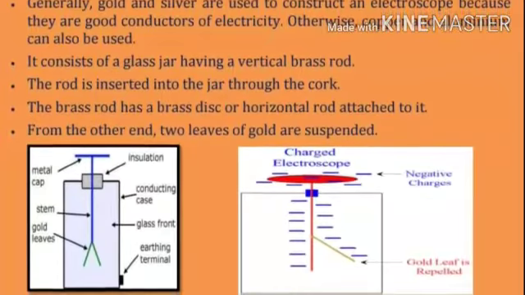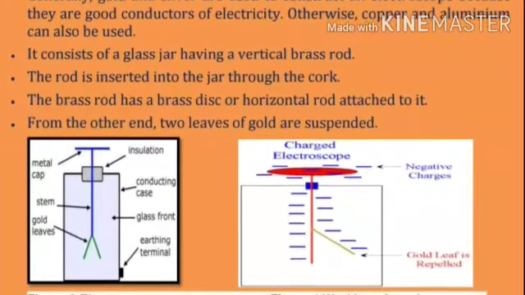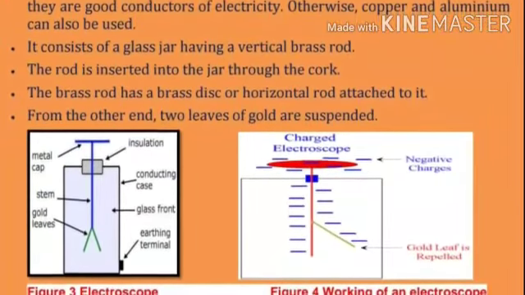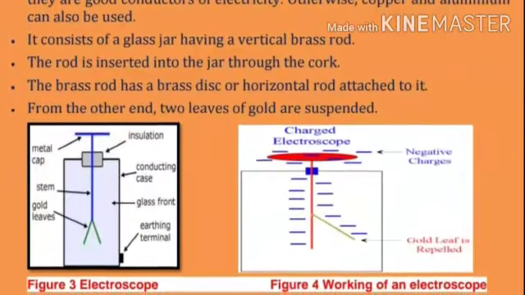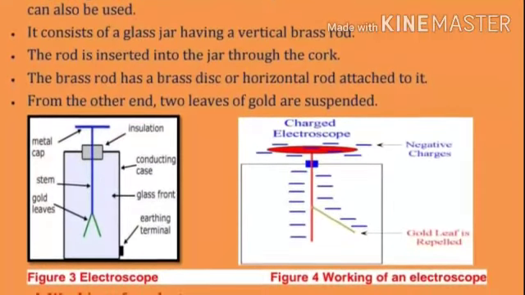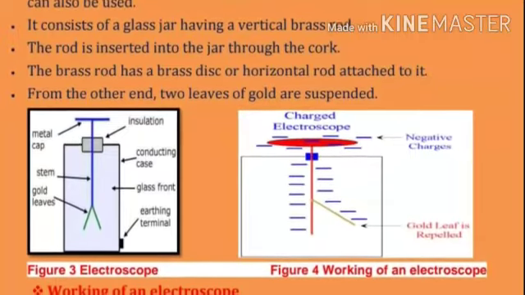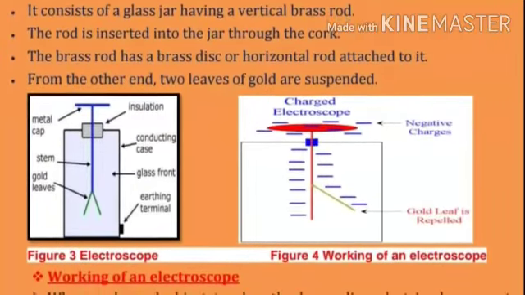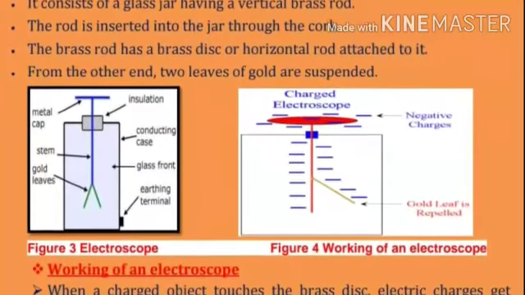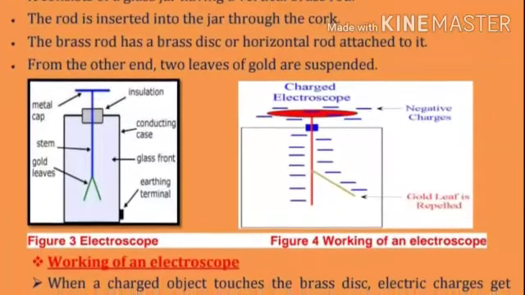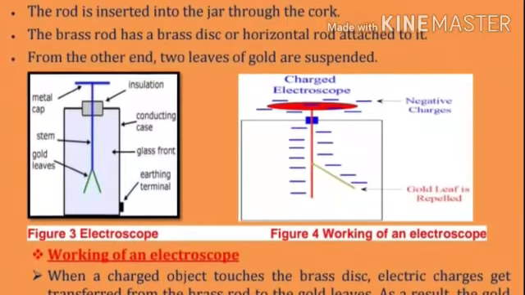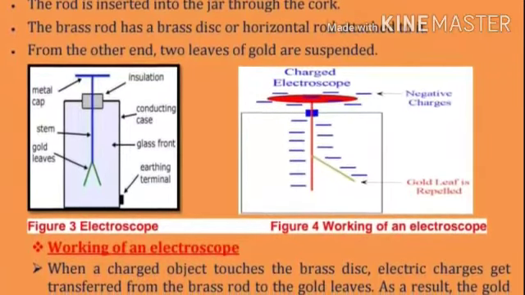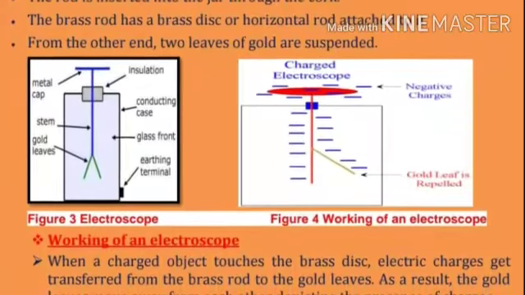It consists of a glass jar having a vertical brass rod. The rod is inserted into the jar through a cork. The brass rod has a brass disc or horizontal rod attached to it. From the other end, two leaves of gold are suspended. The diagrams given below show the electroscope and the working of an electroscope.